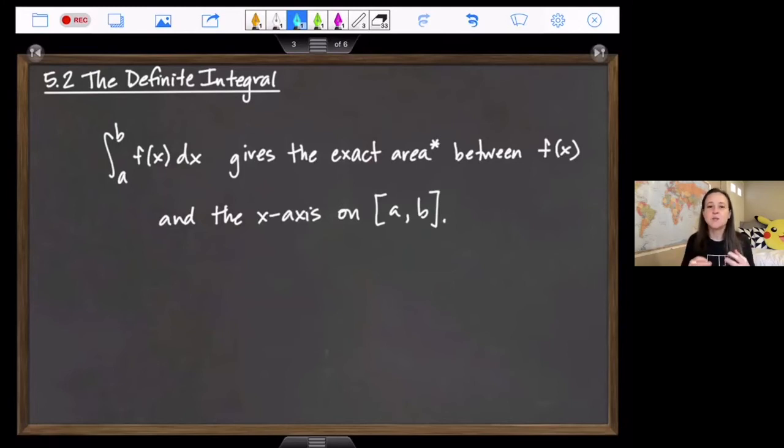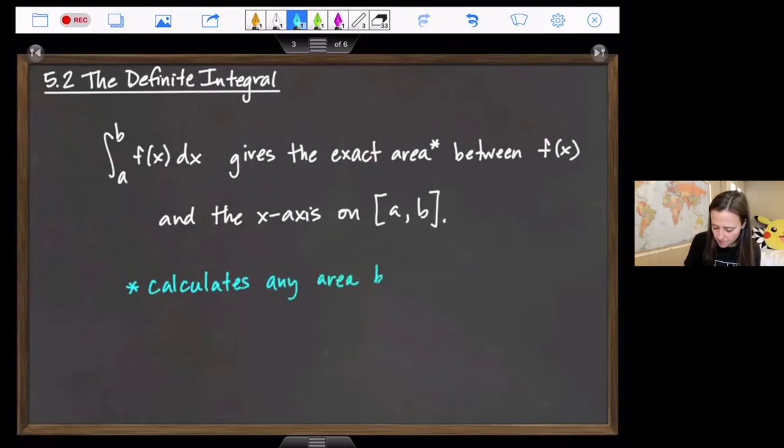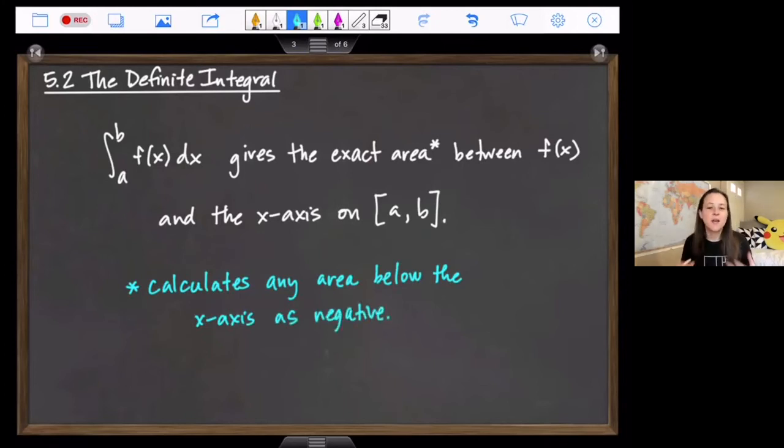But because it does that using those rectangles and it uses y coordinates for the height, in any region where the function has negative y coordinates, where the function dips below the x-axis, this definite integral is going to report that area as being negative because it's getting a negative height from the function. So we're going to say it's the exact area, but that it calculates any area below the x-axis as negative. So we'll just have to keep that in mind. We know the area can't be negative, but that's what this definite integral is going to do for us.